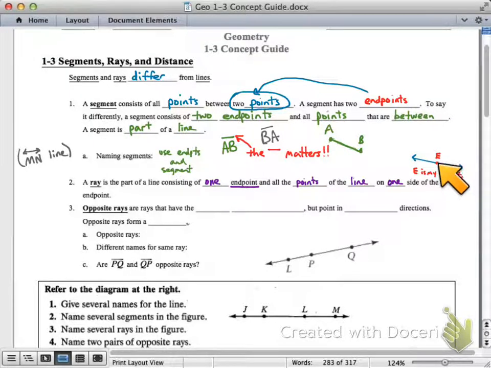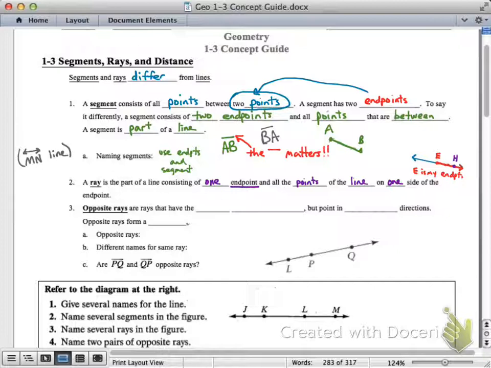Well, to make a ray, I'm going to look at all the points that are on one side of that endpoint. Here's all of them, and when I put them all together, it ends up making, well, kind of a line, but it goes just in one direction. So it has an endpoint at E and then goes in one direction. Or if you'd rather, it has a starting point at E and then goes in this direction. The definition uses endpoints, but it's sometimes easier to think of an endpoint as a starting point.